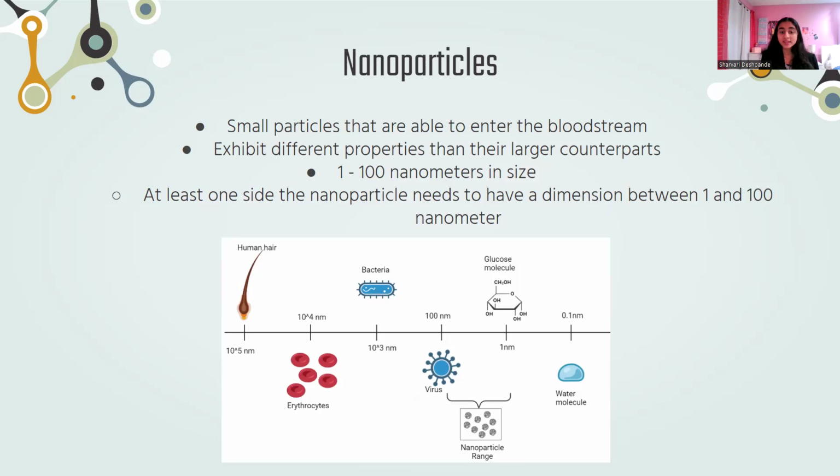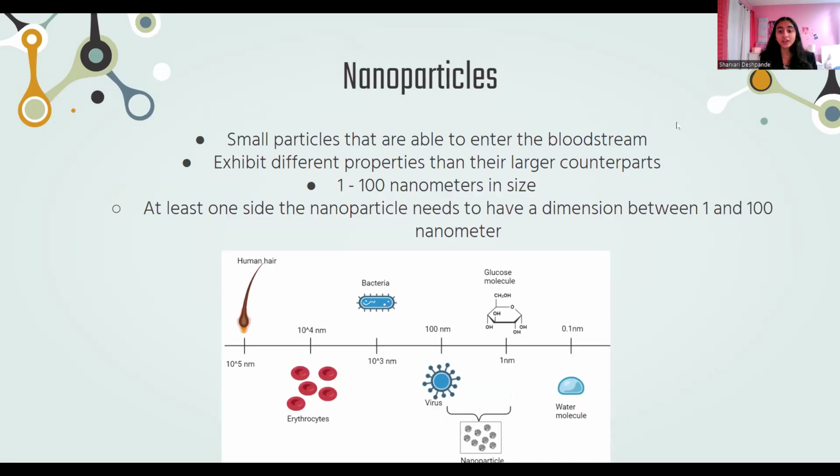And so to really put into perspective how small a nanoparticle is, there's a diagram that I have on this slide presentation. Basically, what I did was compare the range of nanoparticles to human hair, blood, bacteria, virus, and different molecules. So as you can see, human hair, blood cells, and bacteria are all larger than nanoparticles, and a water molecule is smaller than it. But the approximate range of a nanoparticle can be compared to that of a virus and a glucose molecule, 100 nanometers to 1 nanometer.